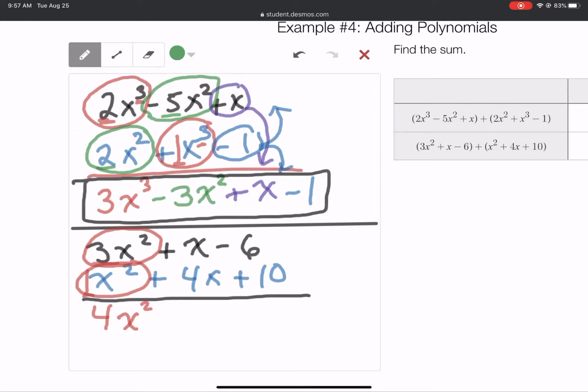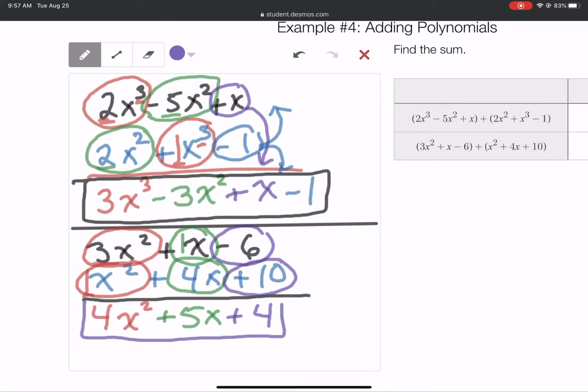So then I keep going. On the top I have my next term, an x. This one down here has an x as well. So then I have to add the coefficients. 1x plus 4x gives me 5x. And then I have a number by itself, and on the bottom, I also have a number by itself. So I can combine those two together. Negative 6 plus 10 gives me positive 4. And this is my final answer for the sum of these two polynomials, 4x squared plus 5x plus 4.